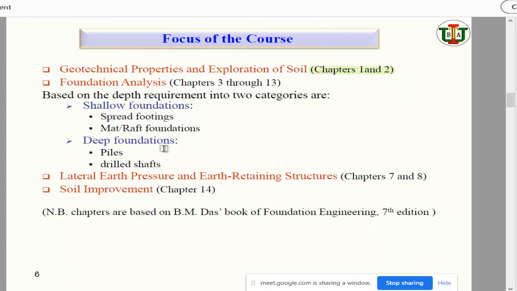Foundation analysis will go through chapters 3 to 13 for shallow and deep foundations. In the case of lateral earth pressure and earth retaining structures, we'll be following chapters 7 and 8. And soil improvement from chapter 14, which is from the book that I consider a reference book. You remember?